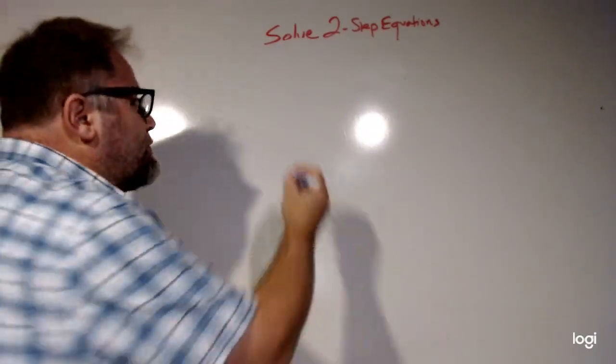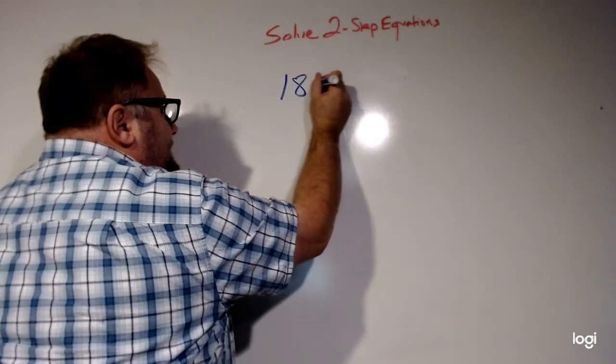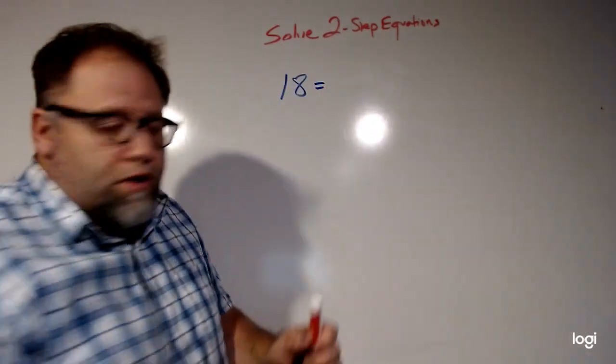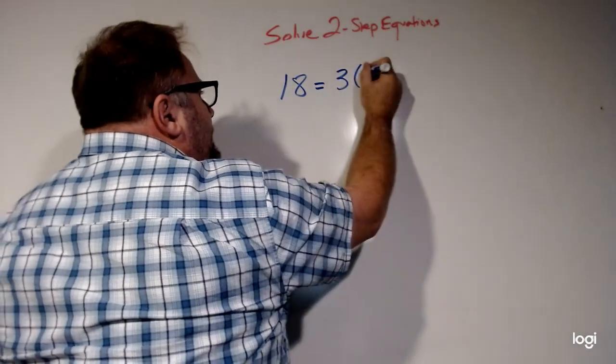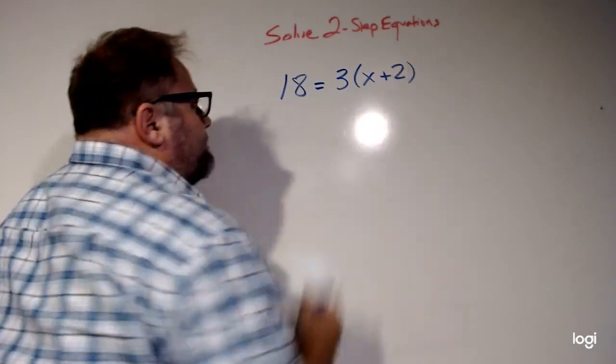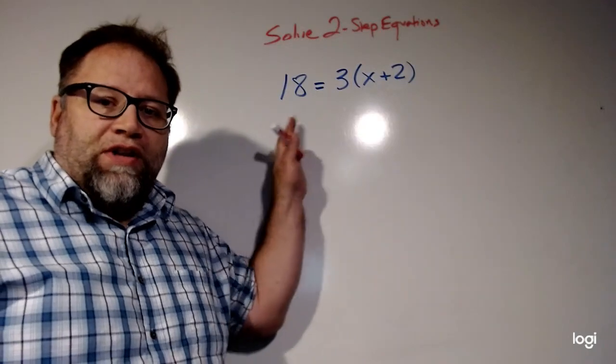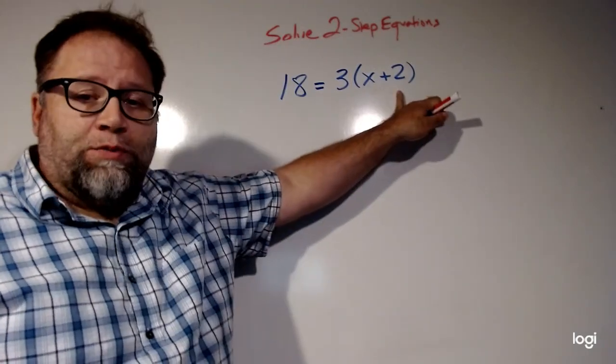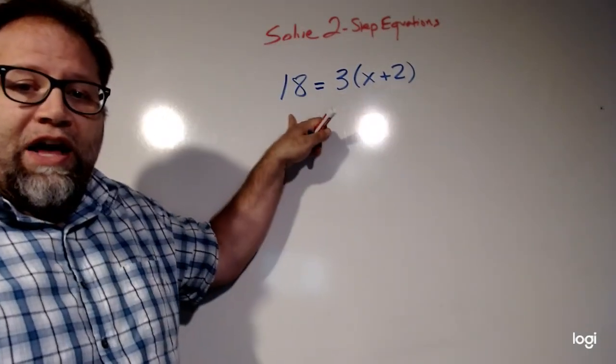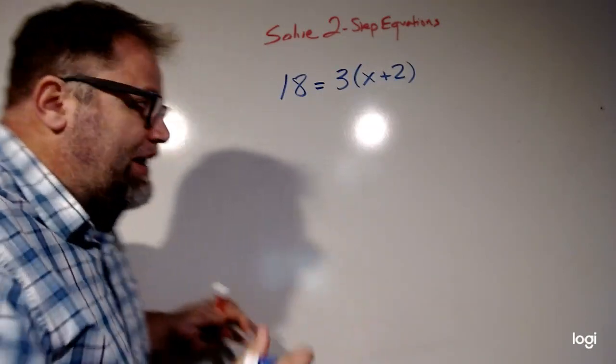And we're going to do the first one sort of in an inverted way. We're going to say 18 equals 3 times x plus 2. Now the only thing I did was I just reversed which side these were on. So we've got our algebraic expression on this side. We've got a constant on that side. Let's not forget that equal sign.